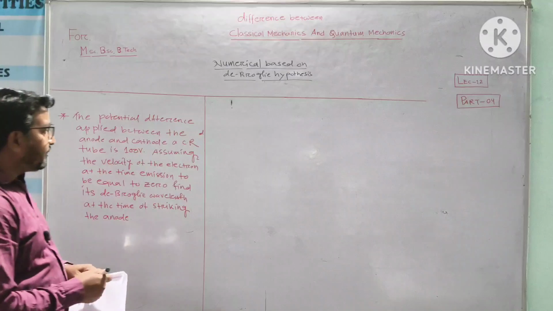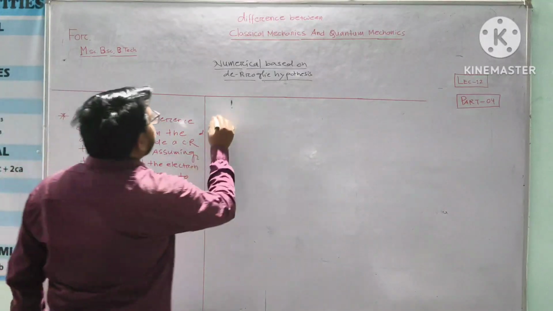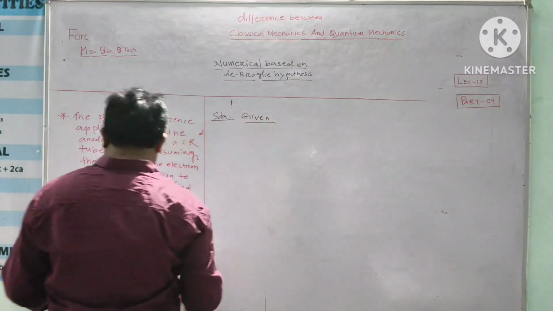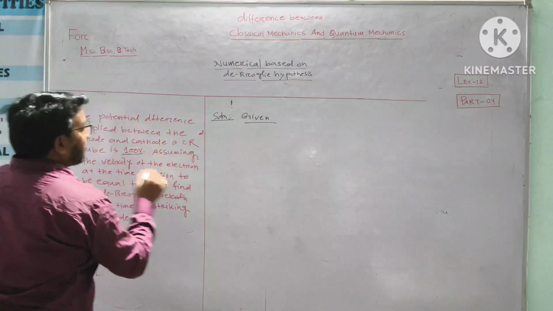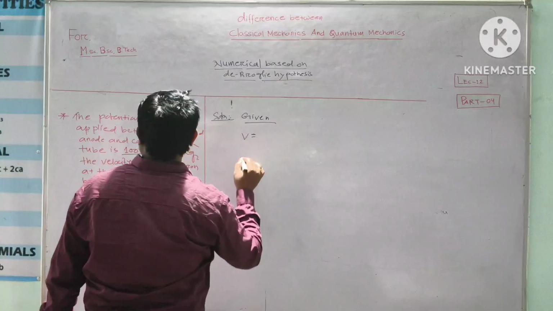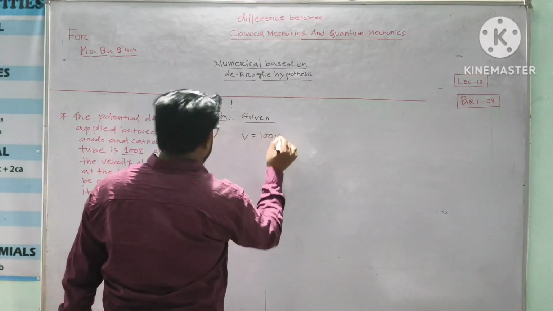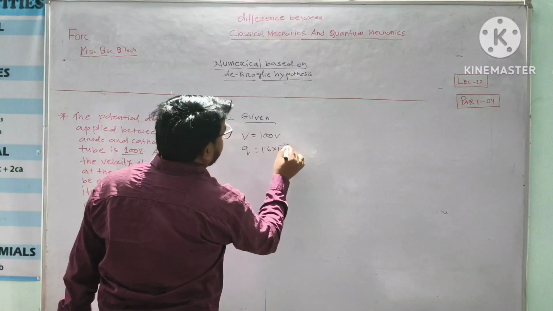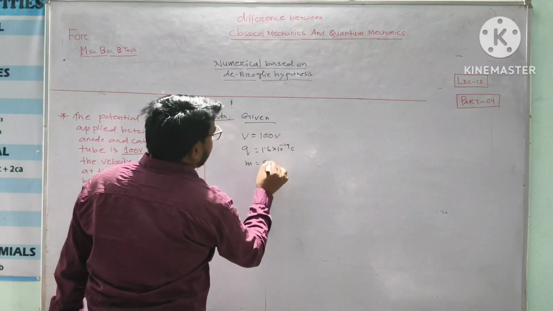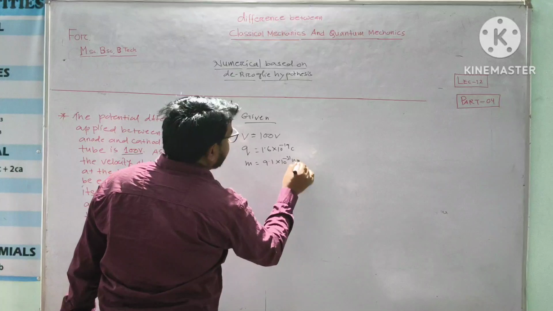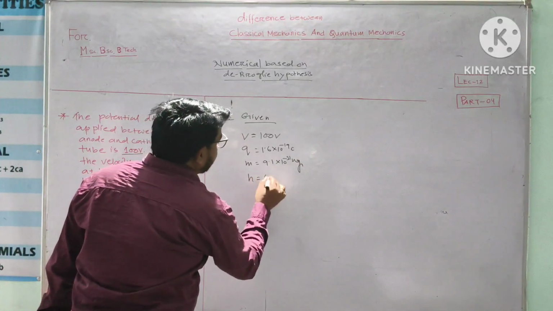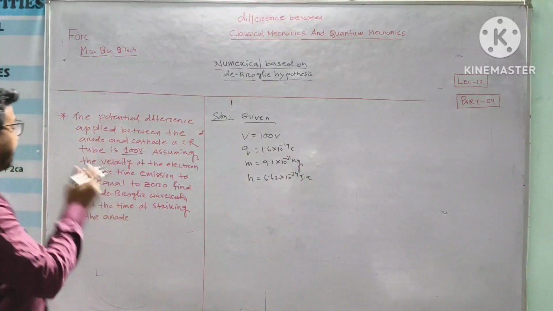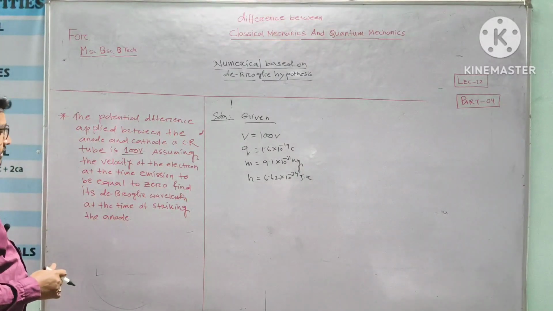Okay, so the given information of this question, solution, given: potential is 100 volt. Accelerating potential or voltage is 100 volt. Okay, and the charge of the electron q equals 1.6 into 10 to the power minus 19 coulomb, the mass of the electron is 9.1 into 10 to the power minus 31 kg, and the Planck constant h equals 6.62 into 10 to the power minus 34 joule second.